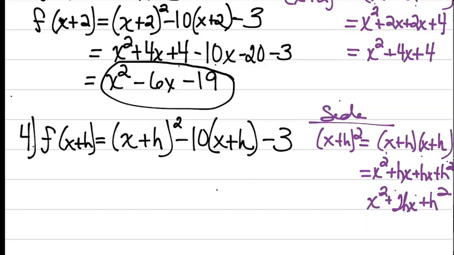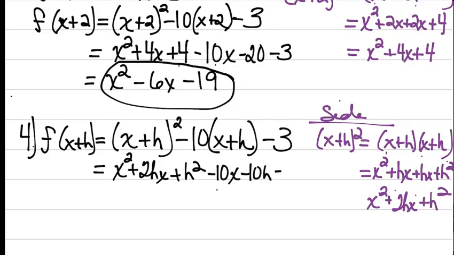So let's go ahead and replace that with that x plus h in parentheses squared. Instead, I'm going to write x squared plus 2hx plus h squared. Again, this part I'm doing on the side, you can do it in the problem. Now I have to distribute that negative 10. So negative 10 times the x is negative 10x, and negative 10 times h is negative 10h, and I copy down that minus 3. From here, I'm going to combine like terms, and on this one, I don't have any terms to combine. I'm all done.